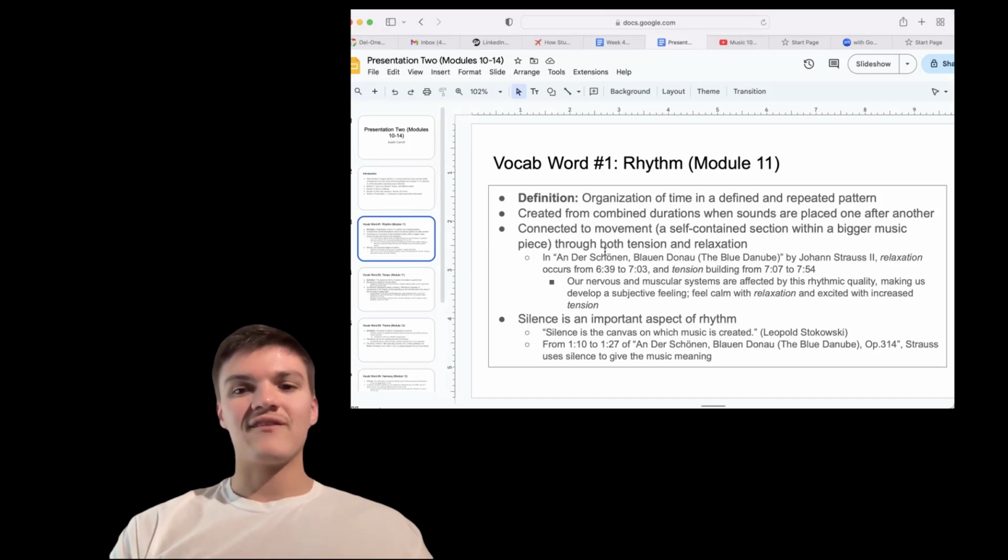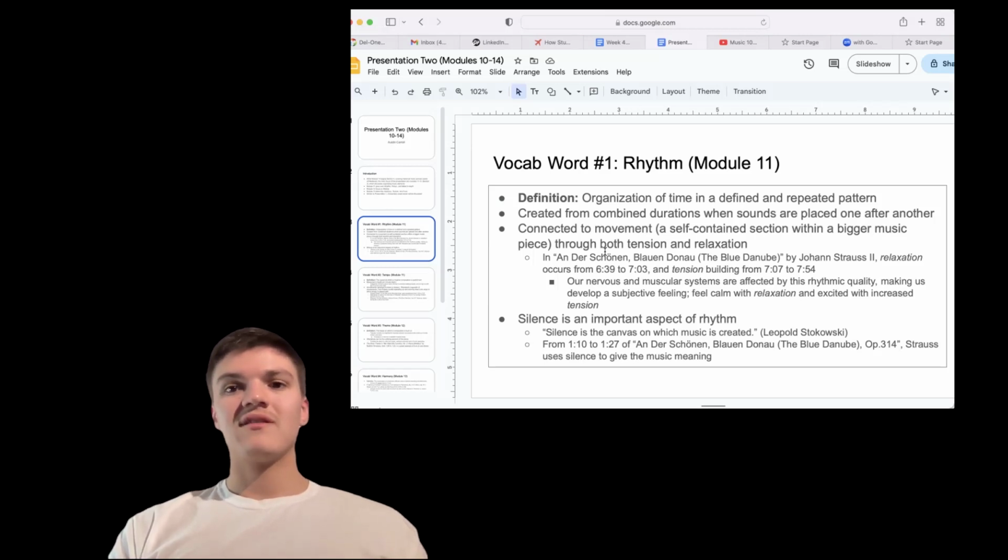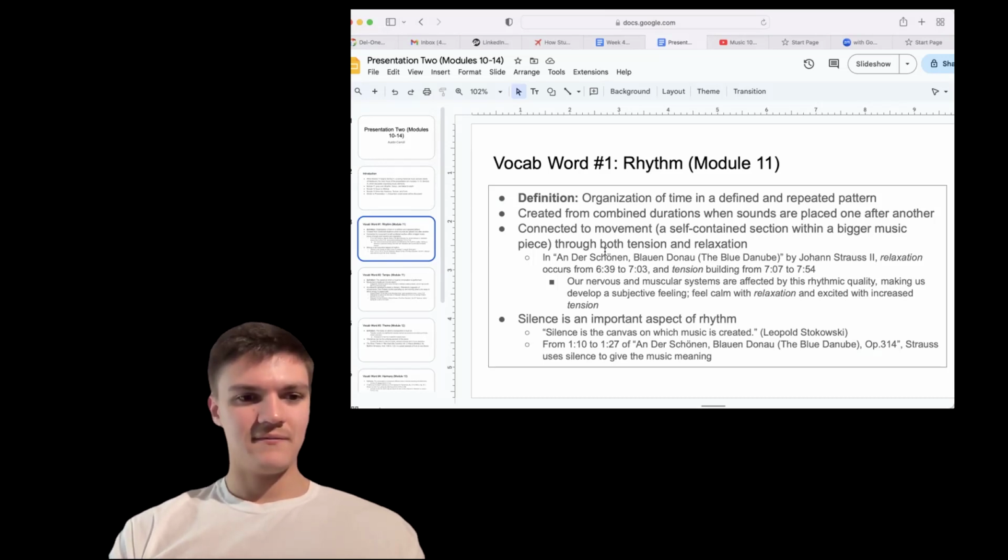Another important aspect of rhythm is silence. To quote Stokowski, silence is the canvas on which music is created. It's a blank slate. From the 10-minute mark to the 27-minute mark of The Blue Danube, Strauss uses silence to give the music meaning.